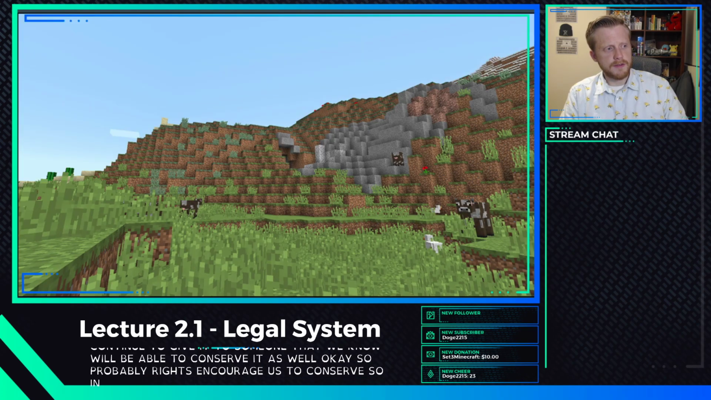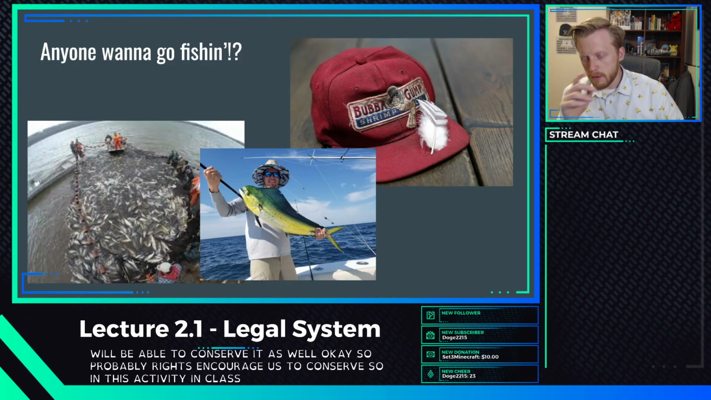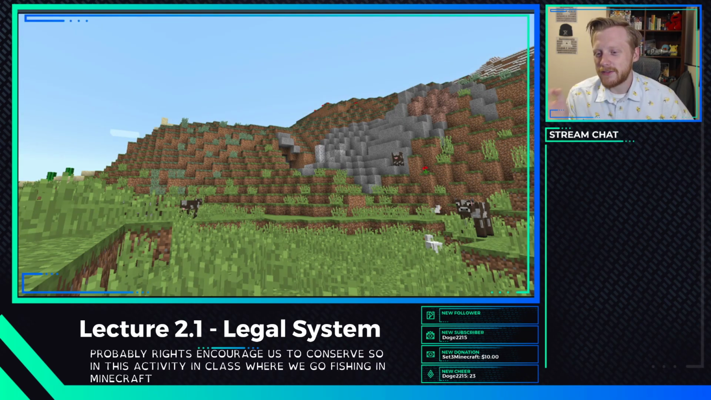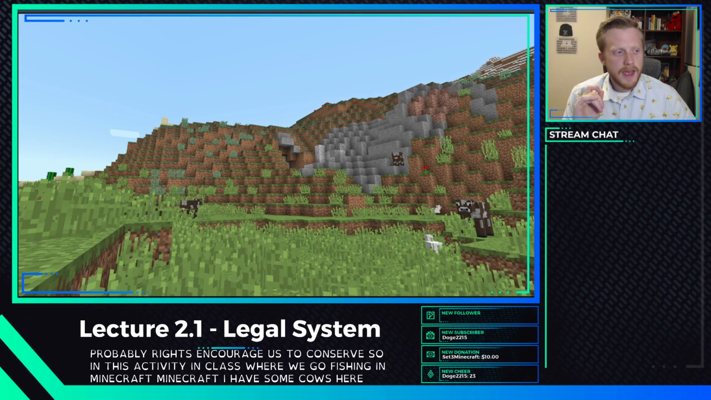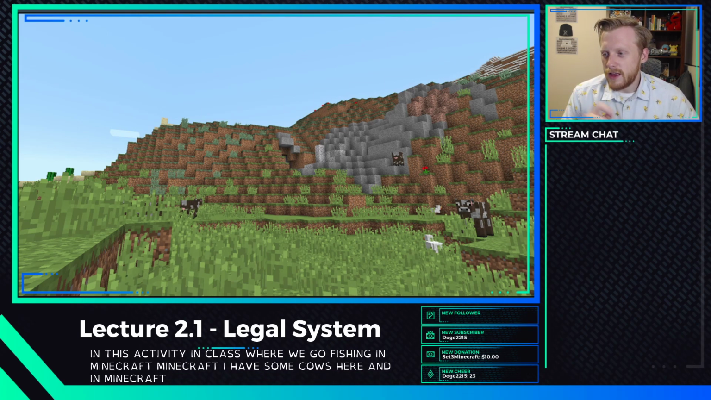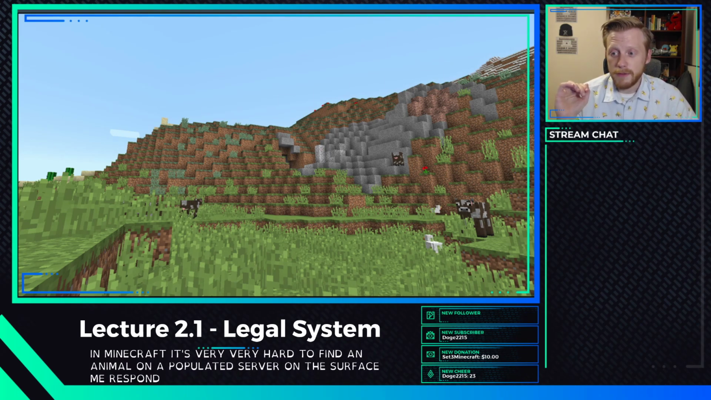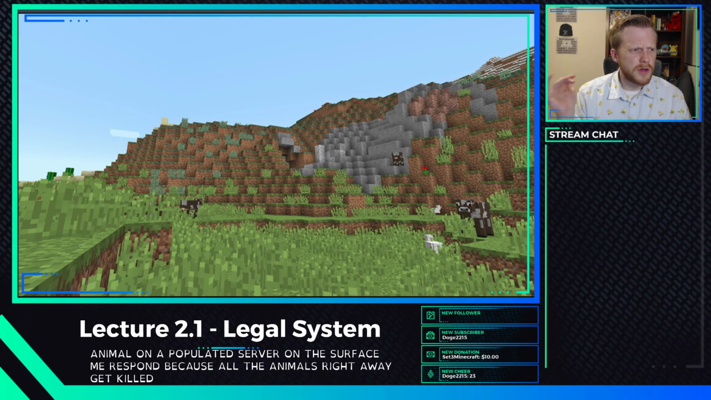So, I do this activity in class where we go fishing. I'm not going to be able to do this, so instead let's transfer to Minecraft, okay? See, Minecraft, I have some cows here, and in Minecraft, it's very, very hard to find an animal on a populated server on the surface near spawn, because all the animals right away get killed. You think, why is it?